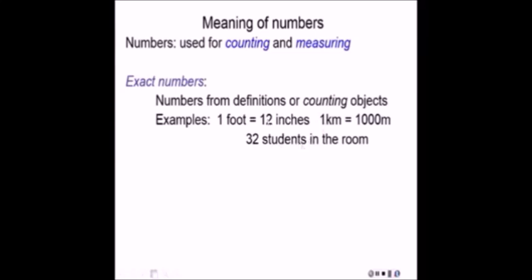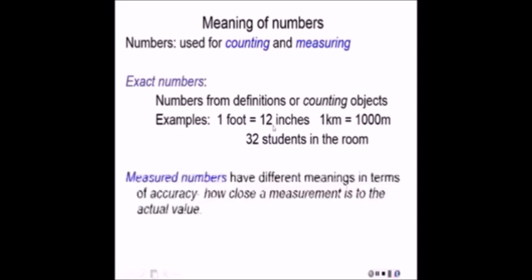So whenever we count objects or use definitions, there's no such thing as accuracy with these numbers. But with measured numbers there is. How accurate a measured number is will depend on the instrument used to do the measuring. So if we have a very accurate instrument, we can get a very accurate measurement. But we can never get an exact measurement, because every single measurement has some uncertainty with it.